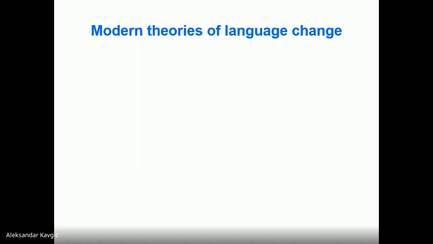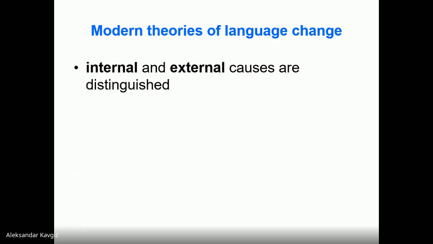So the modern theories are that they looked at all the theories that I presented to you. They discarded the racial and similar idiotic theories. And then they classified what made sense into two large groups. Modern theories of language change distinguish between internal and external causes. External causes are language contact causes.